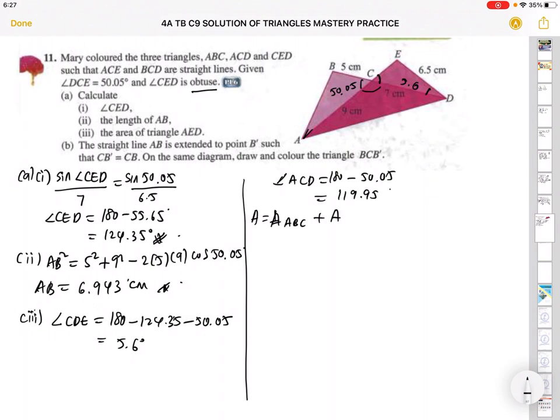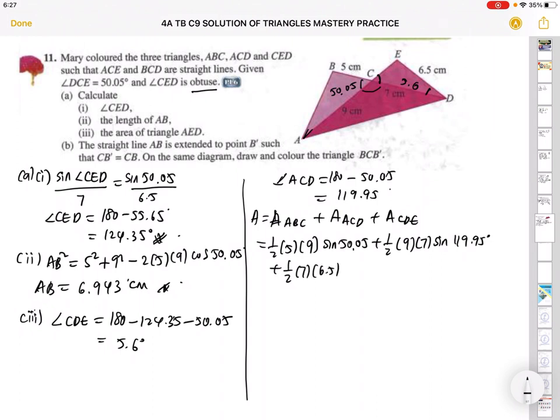For ABC, I'll take half AB, B is 9, sine angle in between 50.05. Second triangle ACD, half, AB is 9 and 7, sine angle in between 119.95. For the third triangle CDE, I'll take half, 7, 6.5, angle between 5.6. Okay, use your calculator, work it out. I got 26.368 cm. Oh, very long.